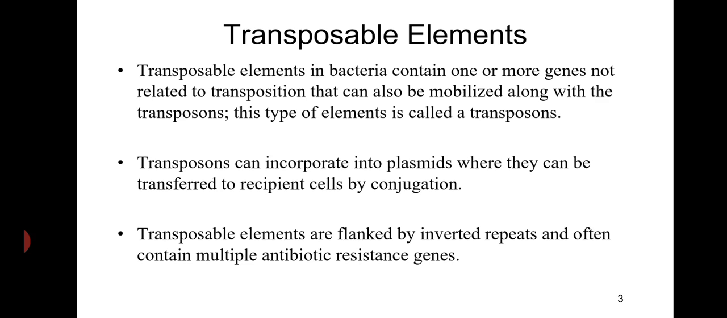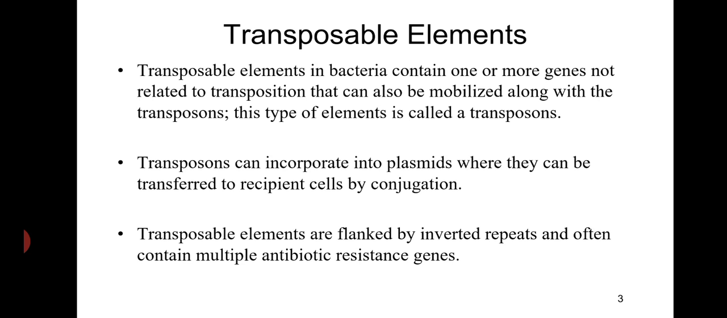Transposons can incorporate into plasmids, where they can be transferred to recipient cells by the process of conjugation. You might have known about this process, that is gene transfer between bacterial cells by forming a bridge-like structure called a pilus. This conjugation process in bacteria may also transfer the transposons, and is responsible for the transposition mechanism.